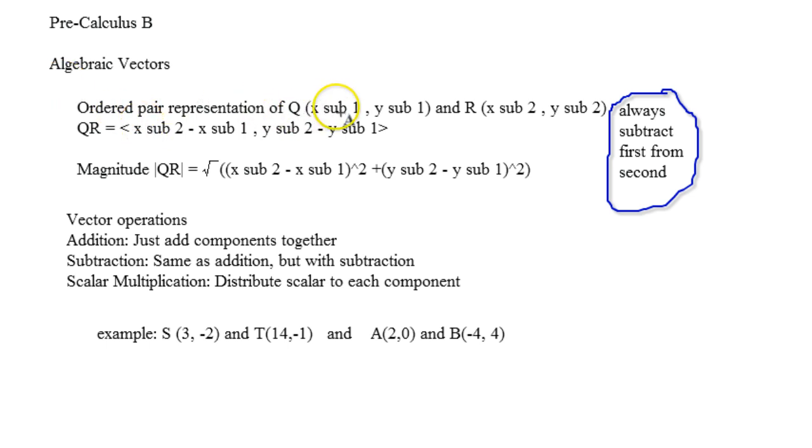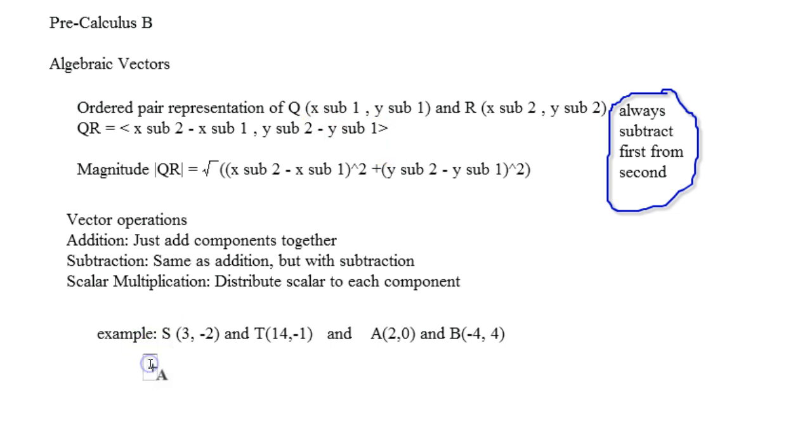Let's say that Q is (x sub 1, y sub 1), and R is (x sub 2, y sub 2). Now you're always going to follow this rule: always subtract the first from the second. So you're always going to have this little bracket, which gives the connotation that we're dealing with a vector ordered pair. This is the less than, that's the greater than sign: x sub 2 minus x sub 1, and y sub 2 minus y sub 1.